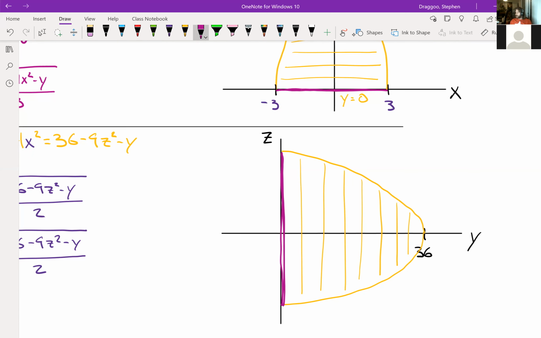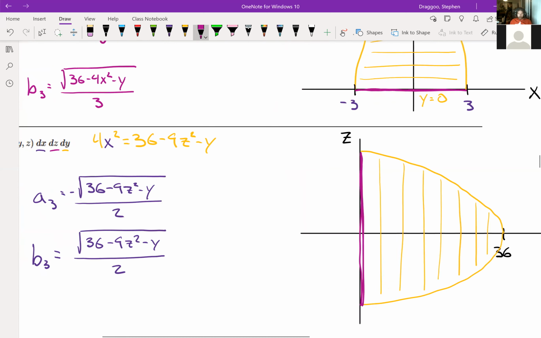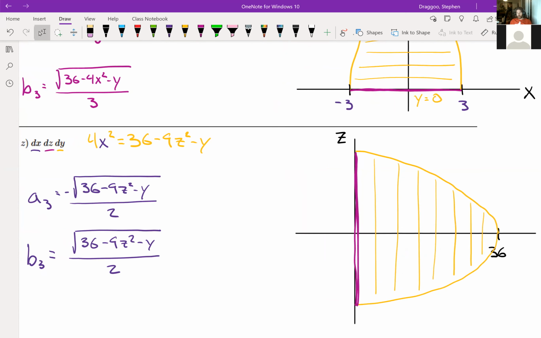What is it that we need? I think we said we're doing z second. Yeah, we did say we're doing z second. So I'll need to express this thing as a top curve and a bottom curve. Which if, no, sorry, if x is 0, then I should have z2 equals the square root of 36 minus y over 3, and z1 is negative square root 36 minus y over 3. And then I'll worry about what to call these things later.